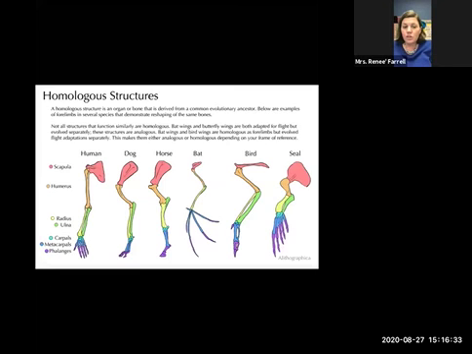Let me see if I can show you a quick picture of that real quick. If I can share the content, that would help us. They're the same bones, the scapula, the humerus, the radius, the ulna, etc. And it shows what they are in each of those organisms. Yet they each have a different purpose, but they do come from the same embryonic tissue. So when we talk about homologous structures, that's what we're talking about.